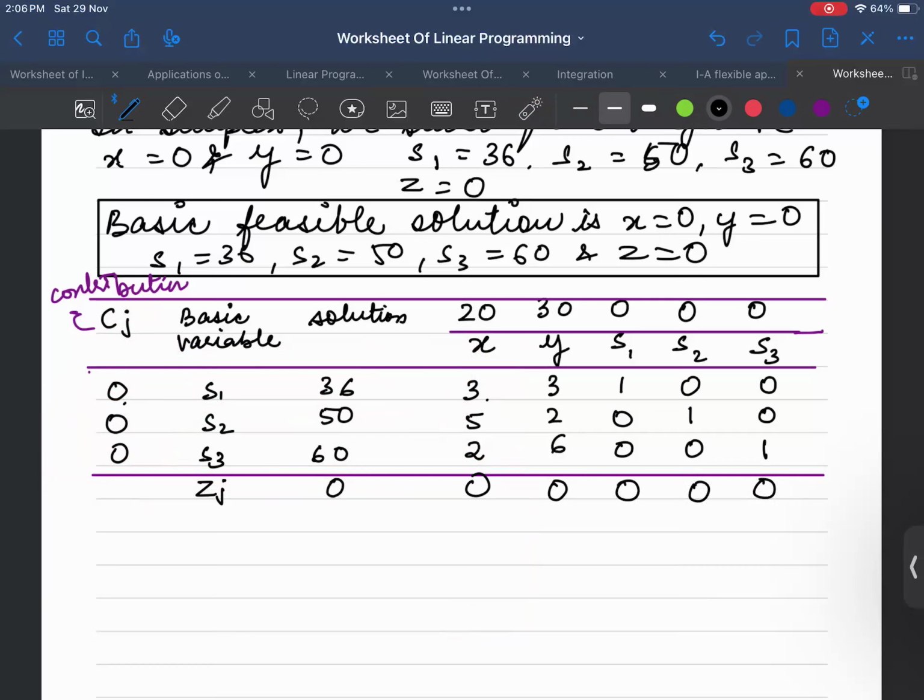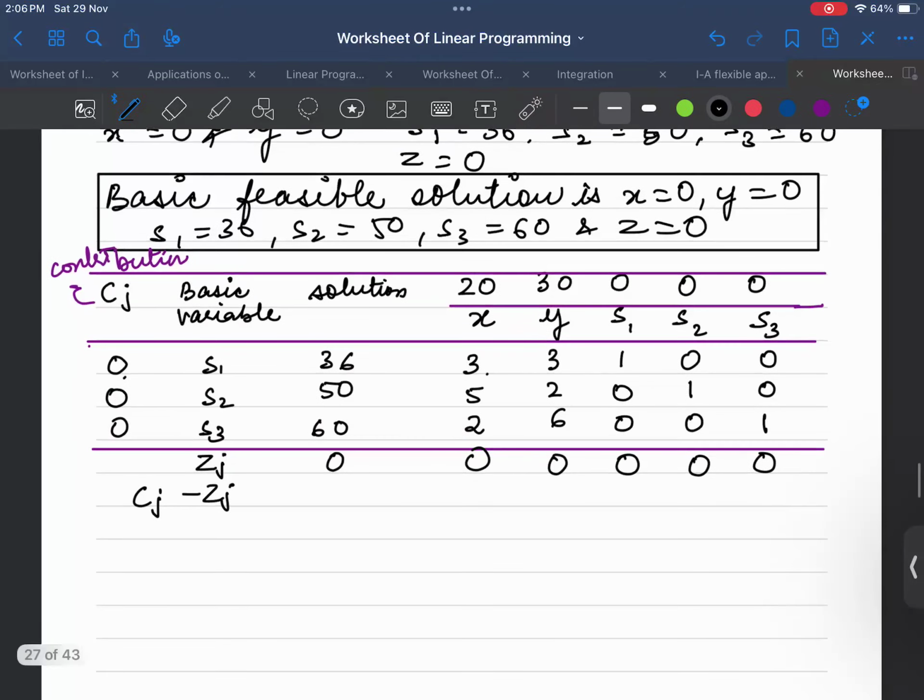Now we are calculating Cj minus Zj. I will explain their interpretation in detail. Let me finish with it. I will take a 5 minutes break after finishing it and then explain you again. Now Cj minus Zj.